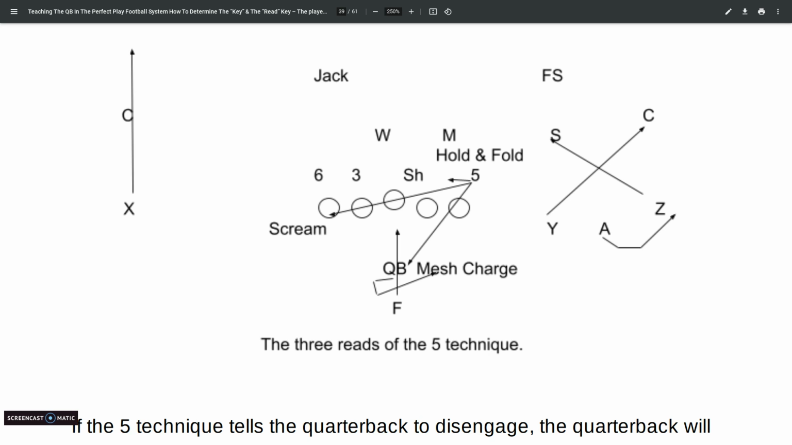Today's topic, we're going to talk about how to read the backside end or the five technique on a run away from the end. And we're going to show you three things that the defensive end can do and how we coach the quarterback to respond to each of those three movements. So if you've ever been in a situation where the defensive end is playing games with you, then this video is perfect for what you're trying to achieve.